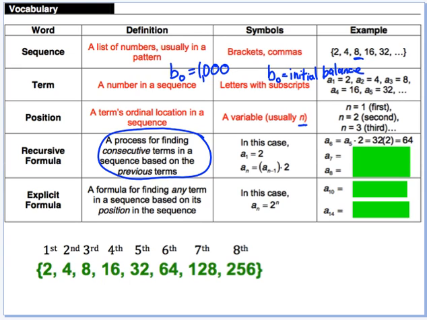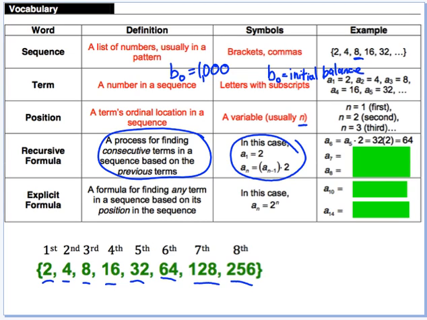Down here, we have this pattern, or this example. We have a sub 1, our first term, equal to 2, and to find the next term, we're going to multiply our first term by 2. So in our pattern, we get 2, 4, 8, 16, 32, 64, 128, and then 256.